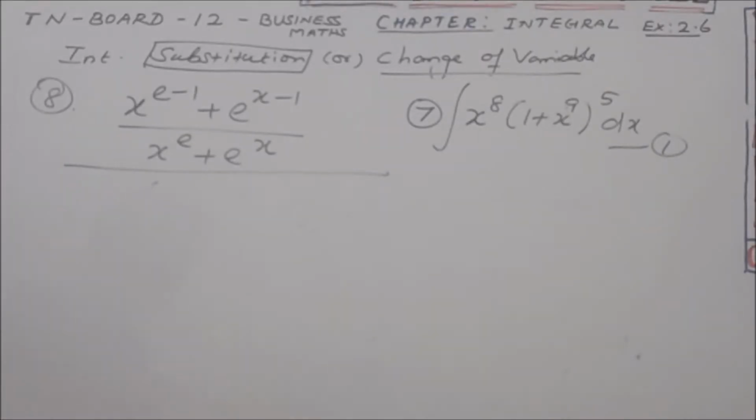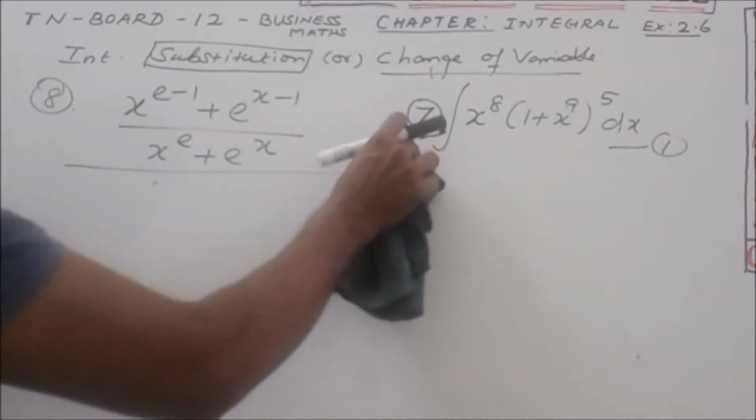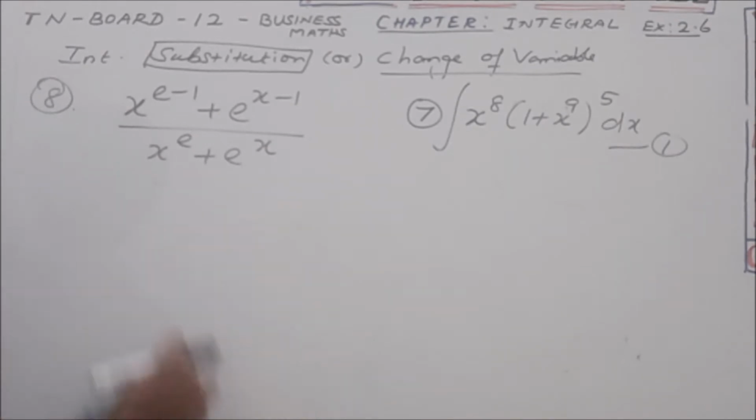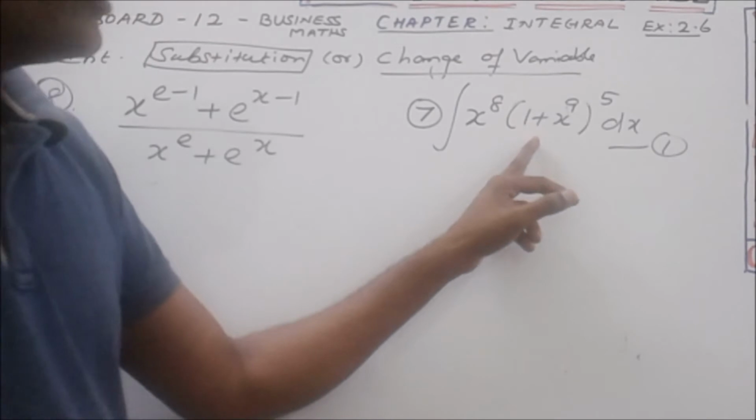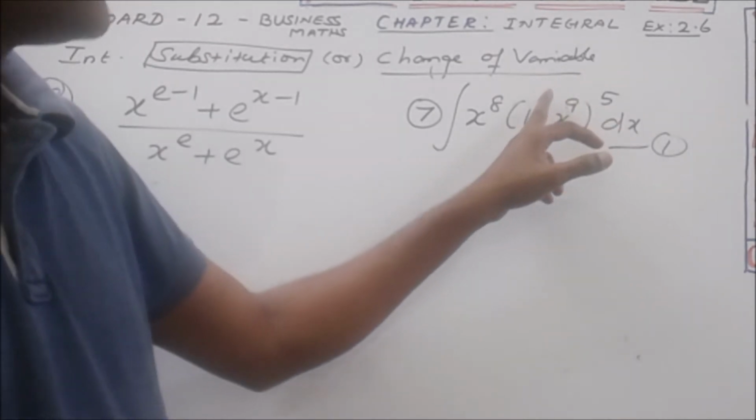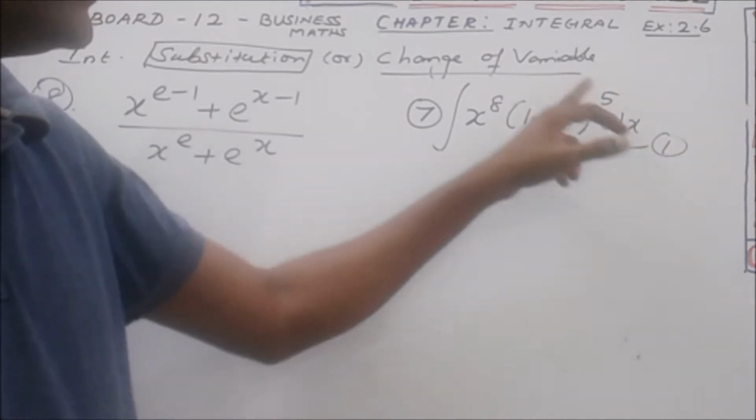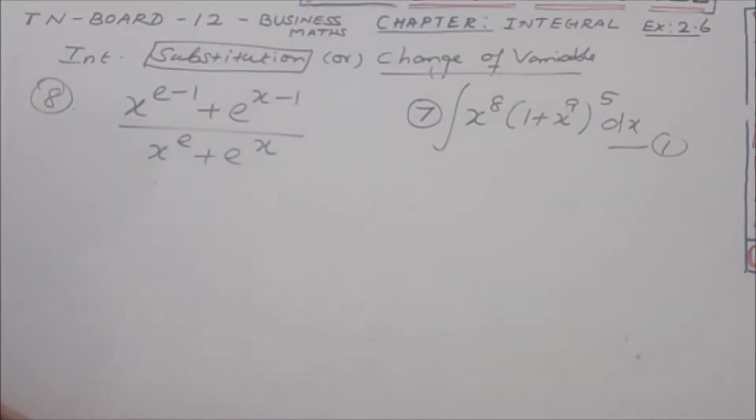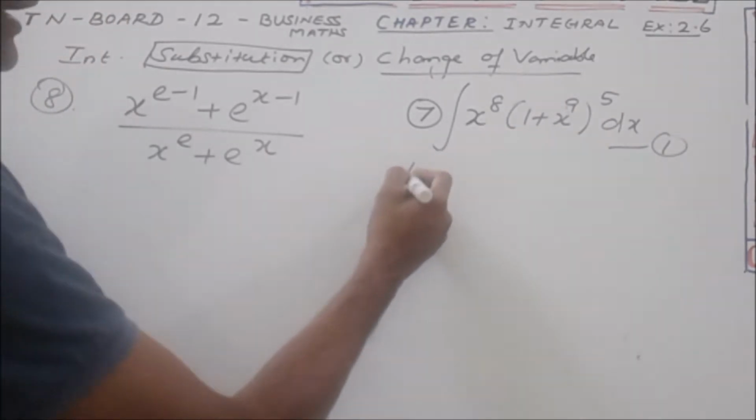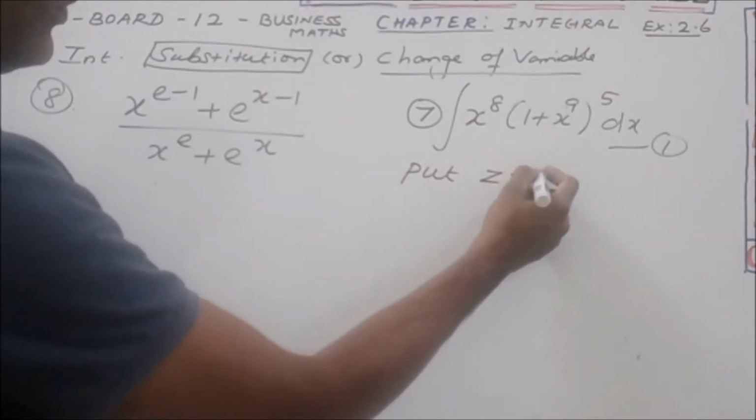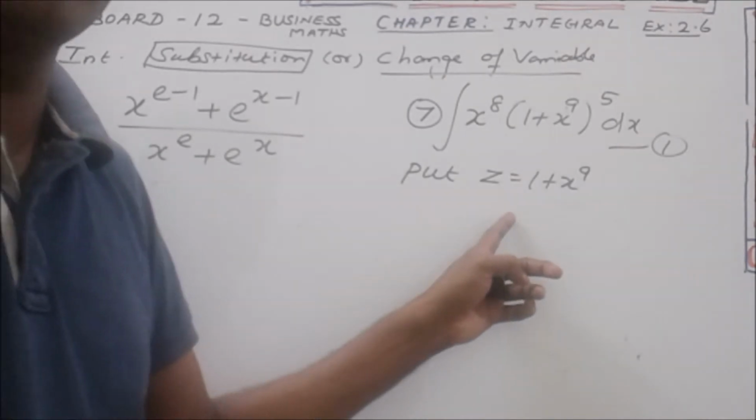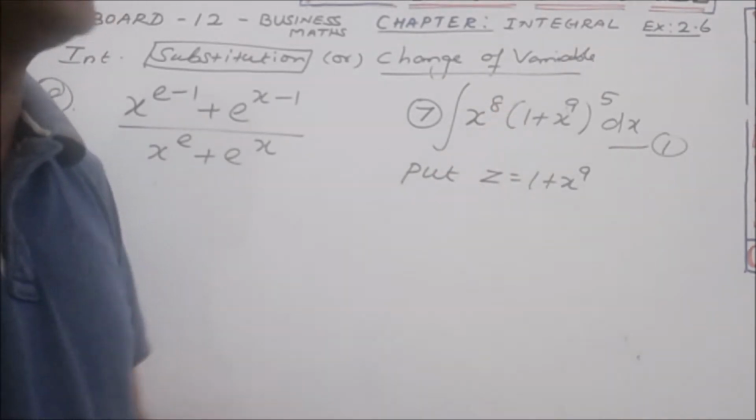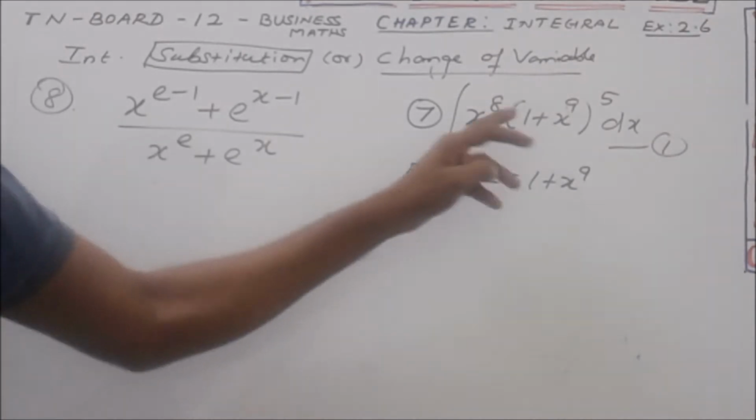Now I have chosen question number 7 and the remaining we will do later. Seventh one, listen, most of the time the substitution is given to the function within the power. So here I am choosing z as 1 plus x power 9. Immediately after choosing this, check whether the derivative appears in the given problem.